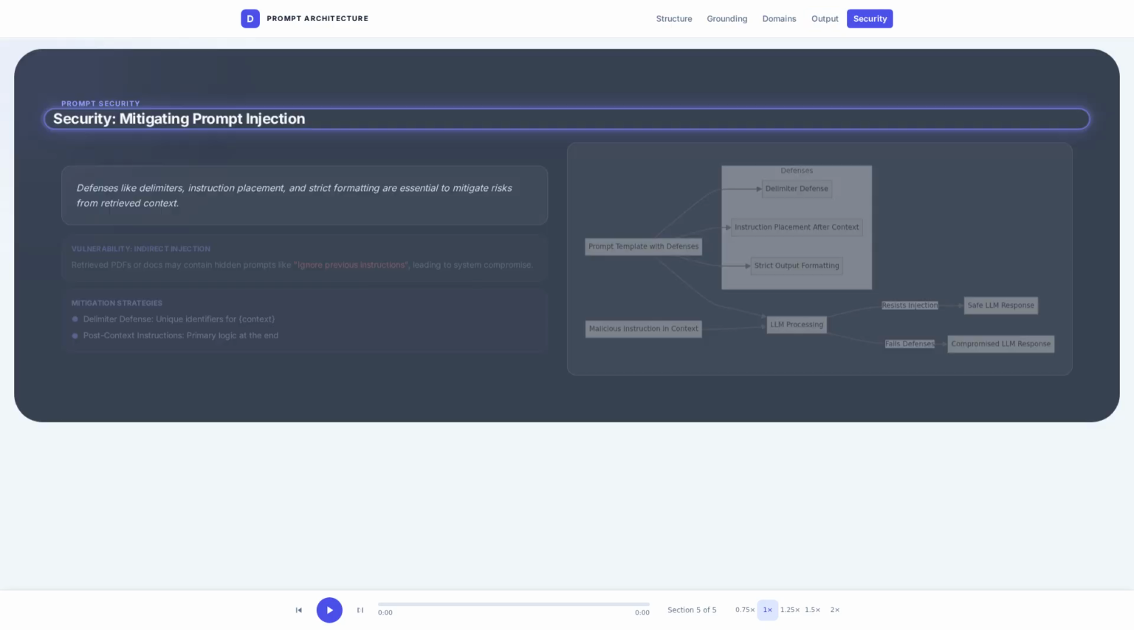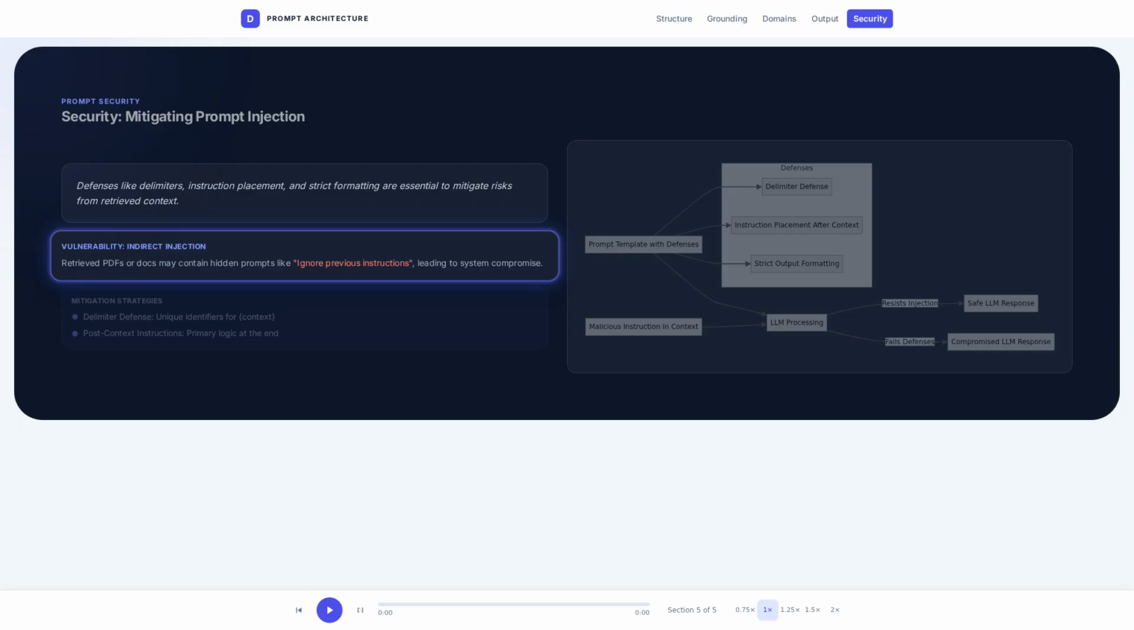Okay, so let's talk about something important: security, specifically prompt injection. Here's the thing: a big vulnerability is indirect prompt injection. This happens when the text we get back, like a document chunk, actually has bad instructions hidden inside. Funny enough, a totally normal PDF could secretly tell the LLM, ignore all previous instructions. And that can be bad. It could compromise the system or lead to unsafe answers.